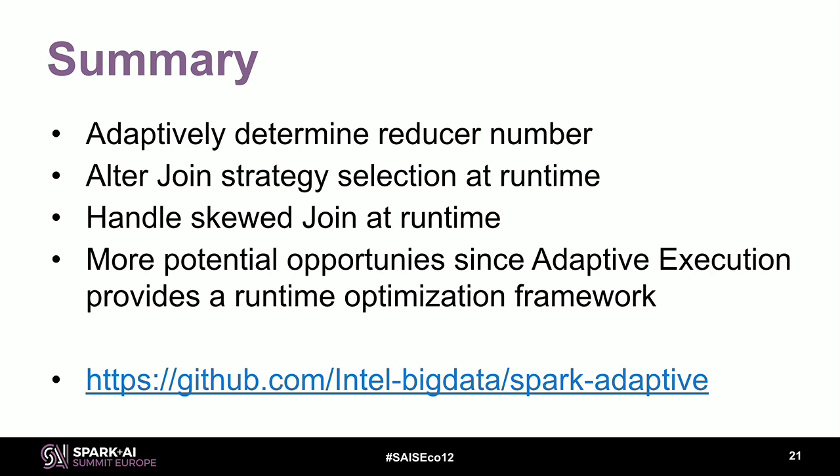Summary. We have implemented 3 features, which are adaptively determining reducer number, altering join strategy selection at runtime, and handling skewed join at runtime. Actually, there are more potential opportunities here because adaptive execution provides a runtime optimization framework. For example, you can write an optimization rule just like the join strategy alteration rule.